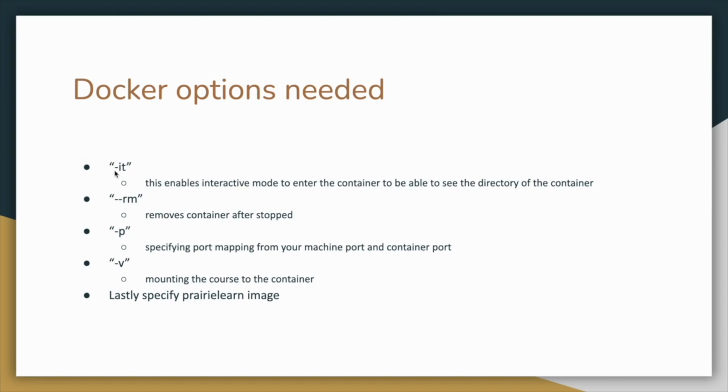So we're going to use -it, which enables interactive mode; --rm, which removes the container after being stopped; -p, which specifies the port mapping from your machine to the container, so you can access this in your browser; and -v, which is mounting the course to your container. And then lastly, we're specifying the PrairieLearn image.